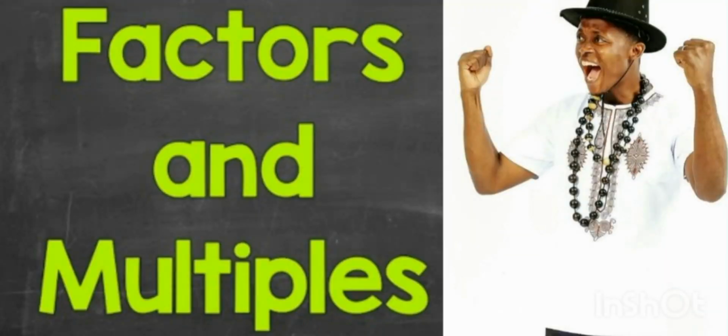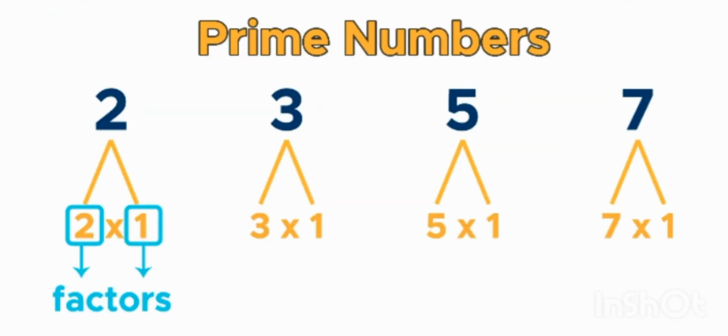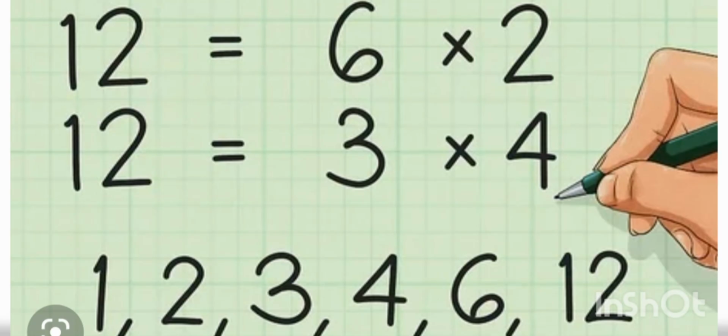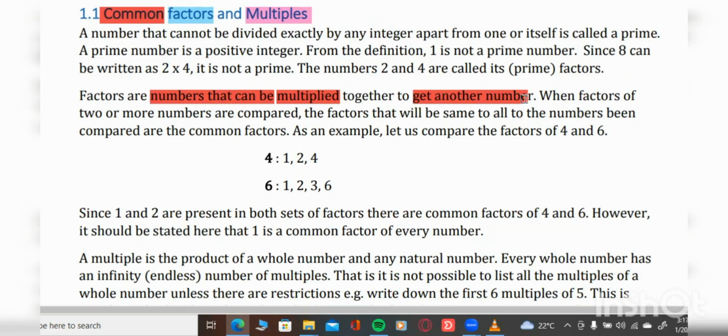Common factors and common multiples. A number that cannot be divided exactly by any integer apart from 1 or itself is called a prime number. What are factors? Factors are numbers that can be multiplied to get another number.